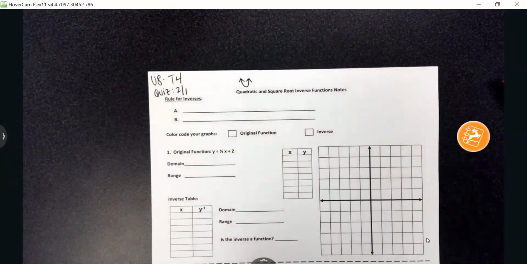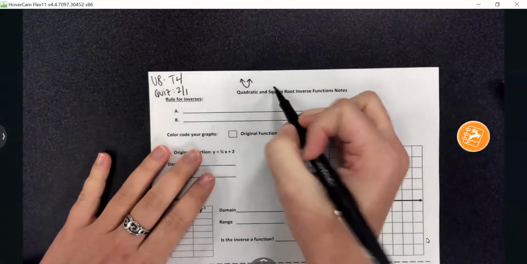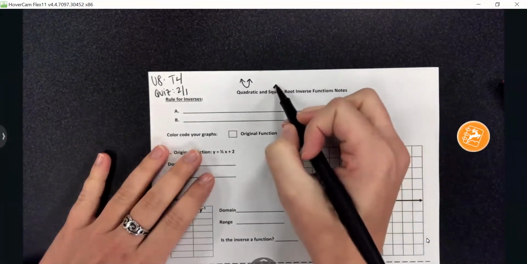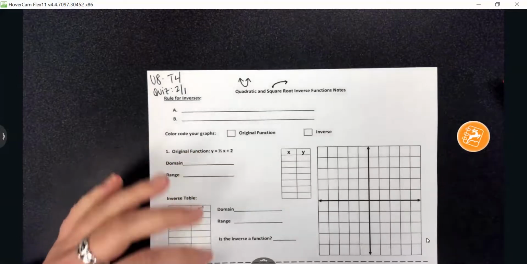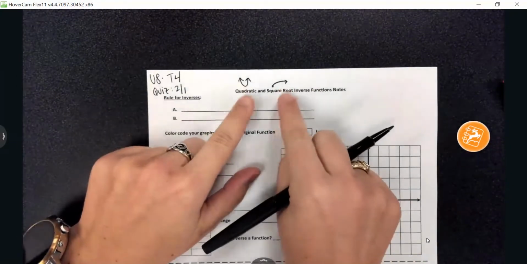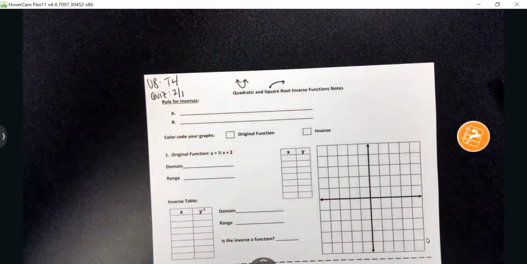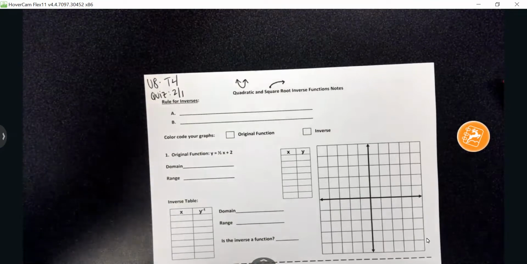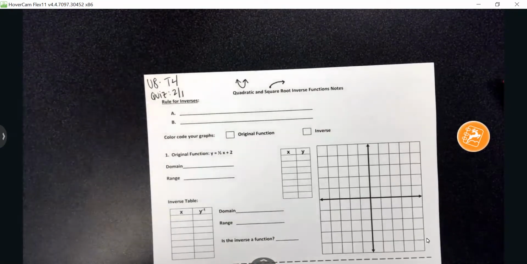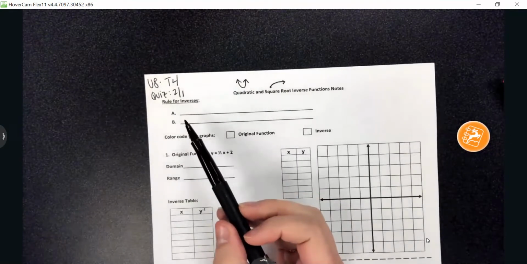What shape is a square root function? Close, it's half of a parabola, so it's only half of it. You have to understand what each of these looks like. We are taking what we have done with both of these graphs and transformations and putting them together. So we have two rules for finding an inverse.